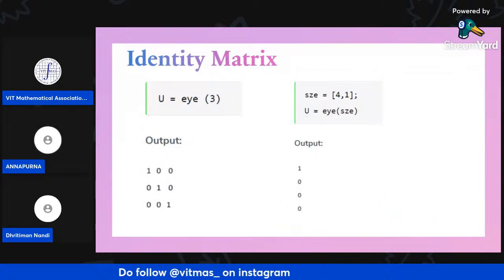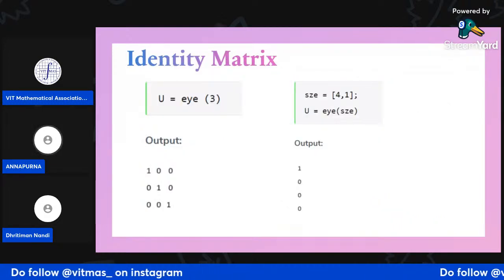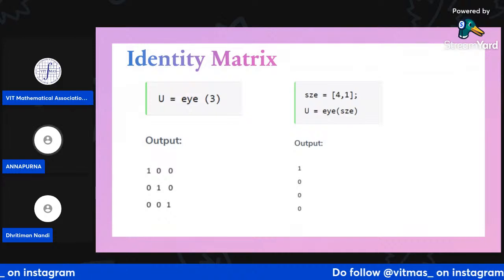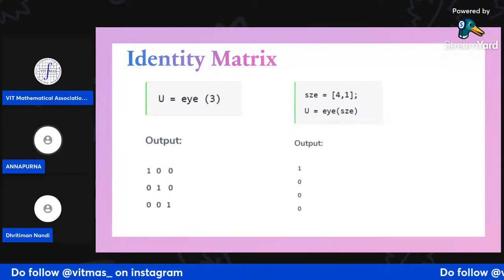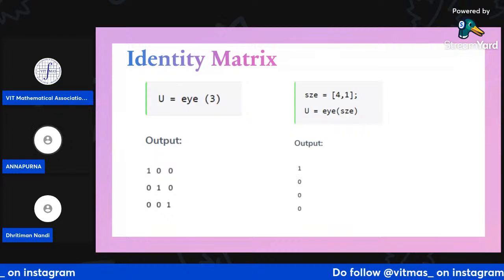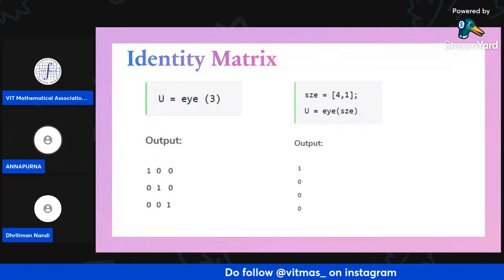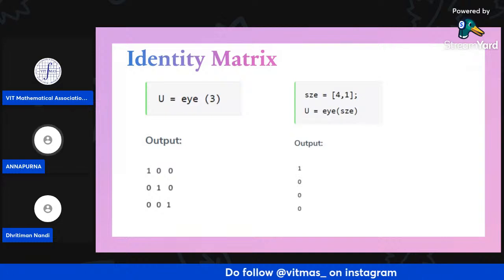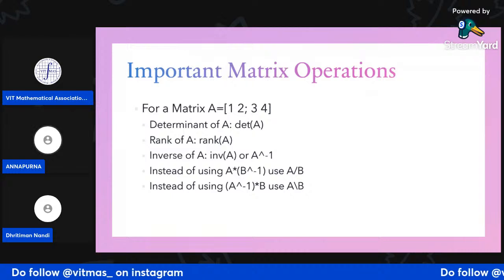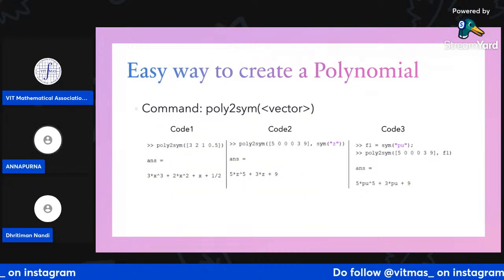And what's an identity matrix? We know what an identity matrix is, right? So what's the function of it in MATLAB? It's like u is equal to I. I means finding the identity. u is equal to I of 3 will make an identity matrix of 3 into 3 size. But in MATLAB, you can make an identity matrix in different ways, like 4 into 1 size also we can make. I'll just have size is equal to 4 into 1 and u is equal to I of size. It'll make something like 1000. Cool. You have different matrix operations and an easy way to create a polynomial.